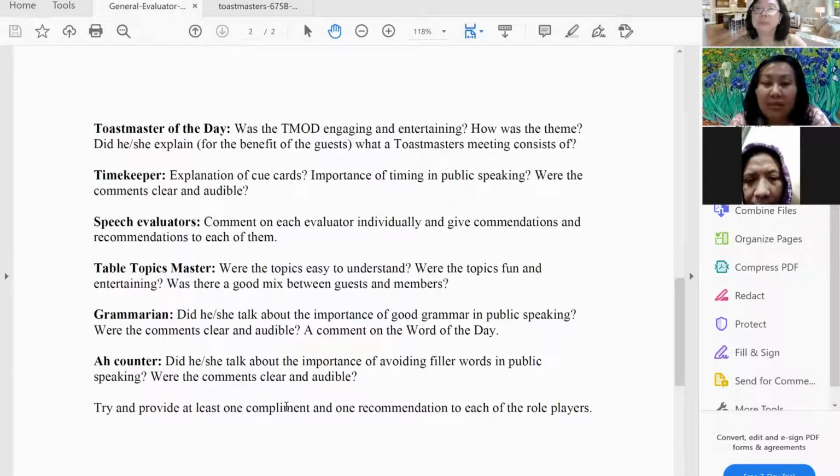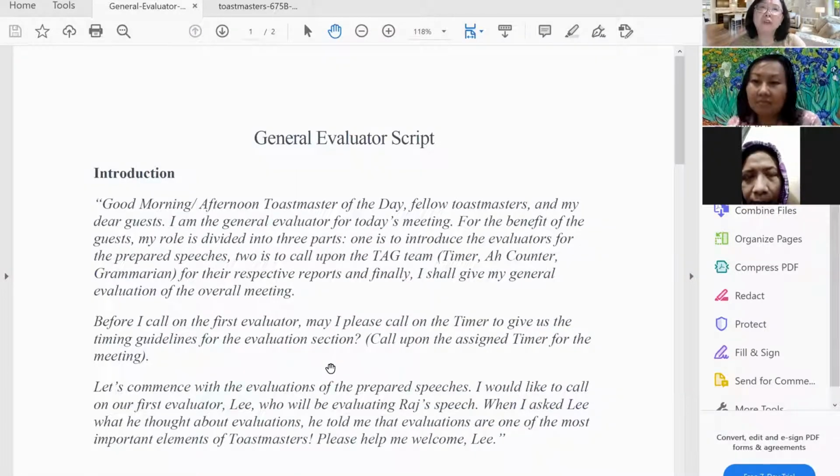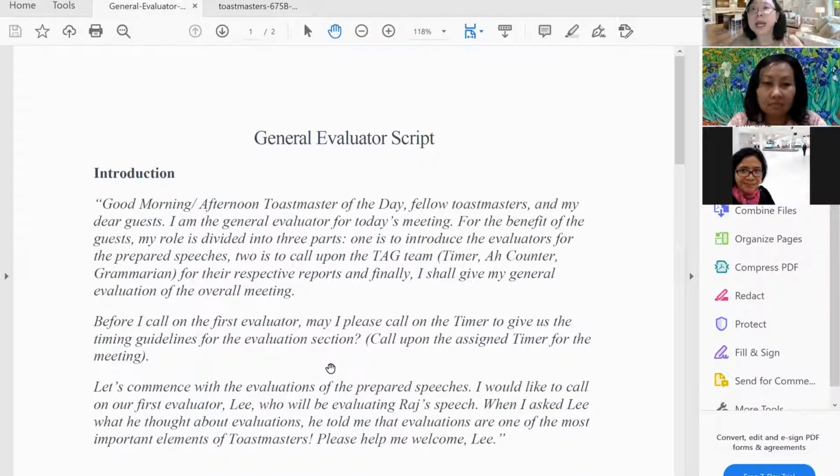What time should we actually present the GE report? Because we don't have much time, right? In general, I would say, if possible, keep it within 3 to 5 minutes. But I see some GEs talk very long. If possible, try to be concise, but get to the point on how the club has done, so the positive things, and also what your recommendation is.